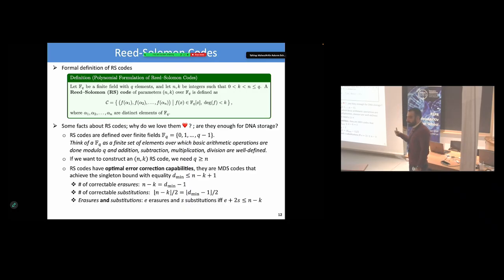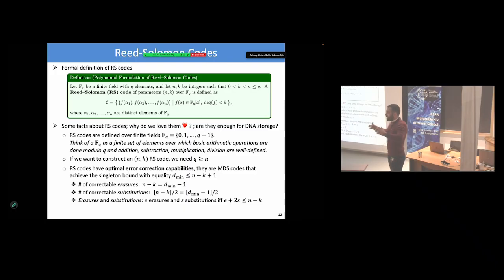Now, the minimum distance is the minimum distance between any two codewords. You don't need to understand the details of it, but as you see here, it translates to the error correction capability. So if I have a code with minimum distance d min, I can correct d min minus 1 erasures, or (d min minus 1) over 2 substitutions. So it's some metric, you can think of it, that defines the error correction capability. Okay?